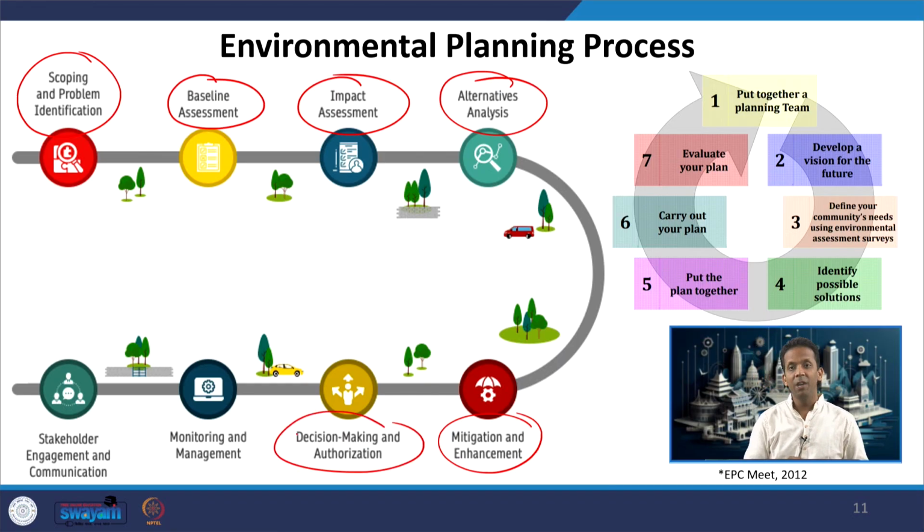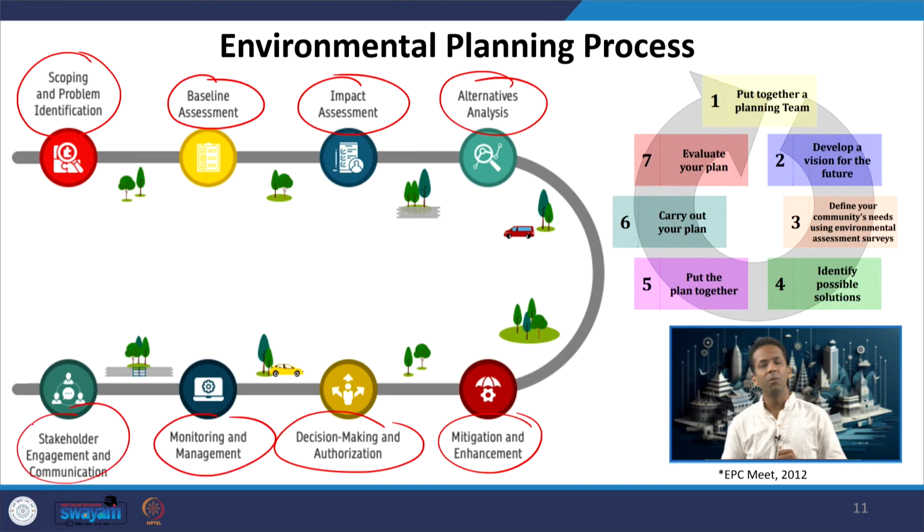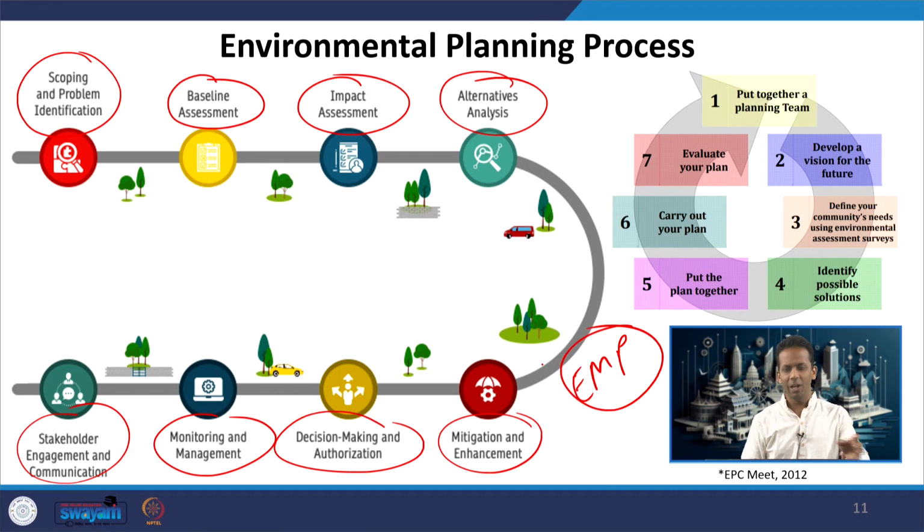Then decision making and authorization. Okay, this particular alternative is going to work better and this enhancement is going to work. So, then we do the monitoring and management and stakeholder engagement and communication. Each of these stages need to be strategically discussed and written in the form of a plan, which typically we call as environmental management plan, and it can be a small or a lengthy document depending on company and the number of activities involved within that company.